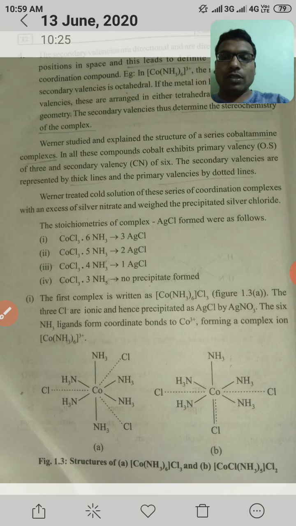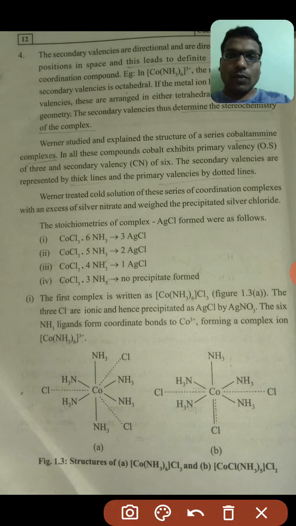In this first one, CoCl3·6NH3, we can represent it like this. Within the square brackets we write only the amines, and the Cl3 is written after the square brackets. So this is the compound.